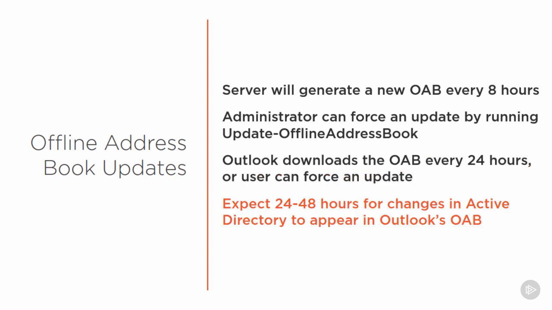And what all of that basically means is you can expect anywhere from 24 to 48 hours for changes that are made in Active Directory, so changes such as the department or the surname of a mail recipient, to be reflected in Outlook's copy of the OAB. Because after the change is made, even though the global address list is updated almost immediately, the offline address book is generated perhaps up to 8 hours later and may only be downloaded by the client 24 hours later, and with a few delays and other factors in between, that's where that 24 to 48 hours estimate comes from.